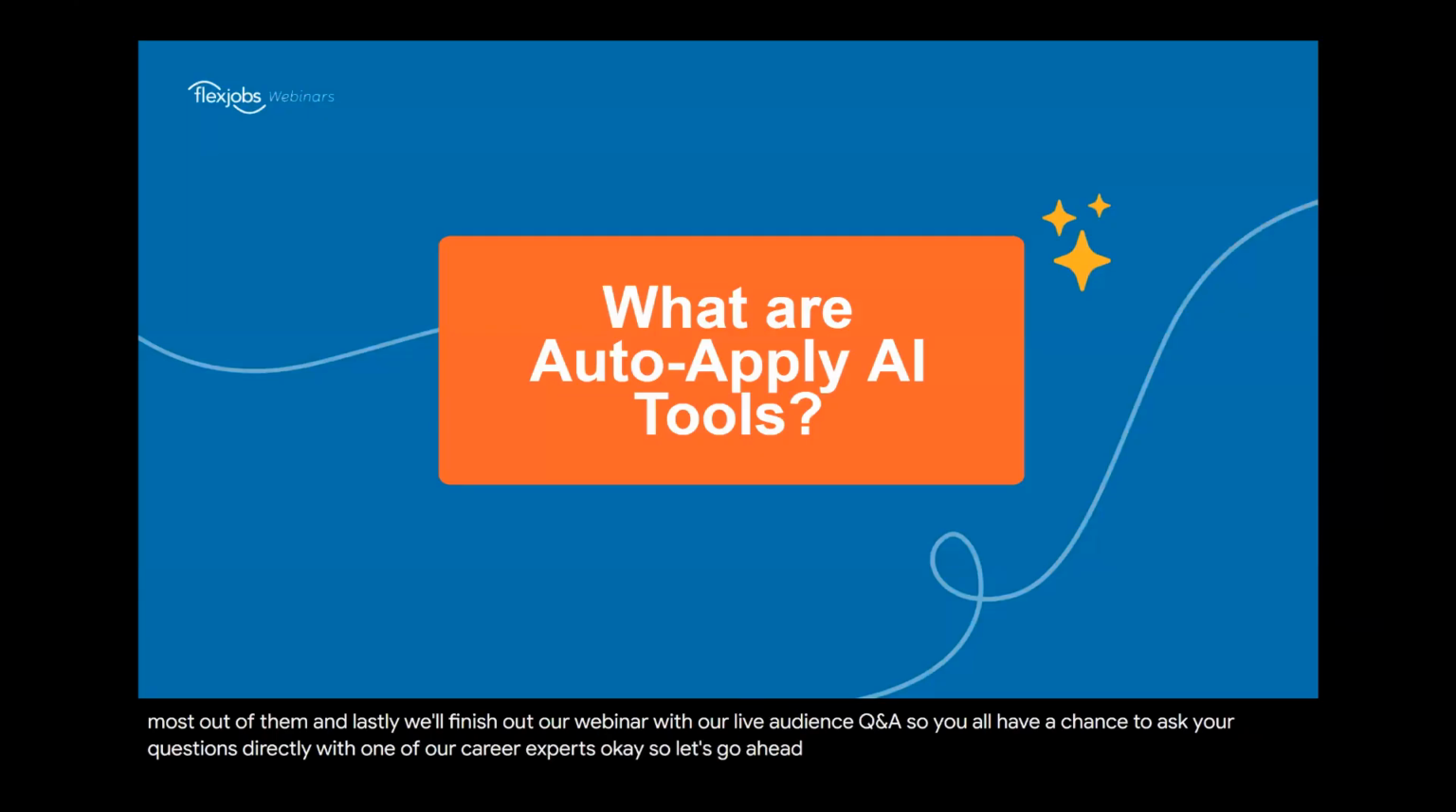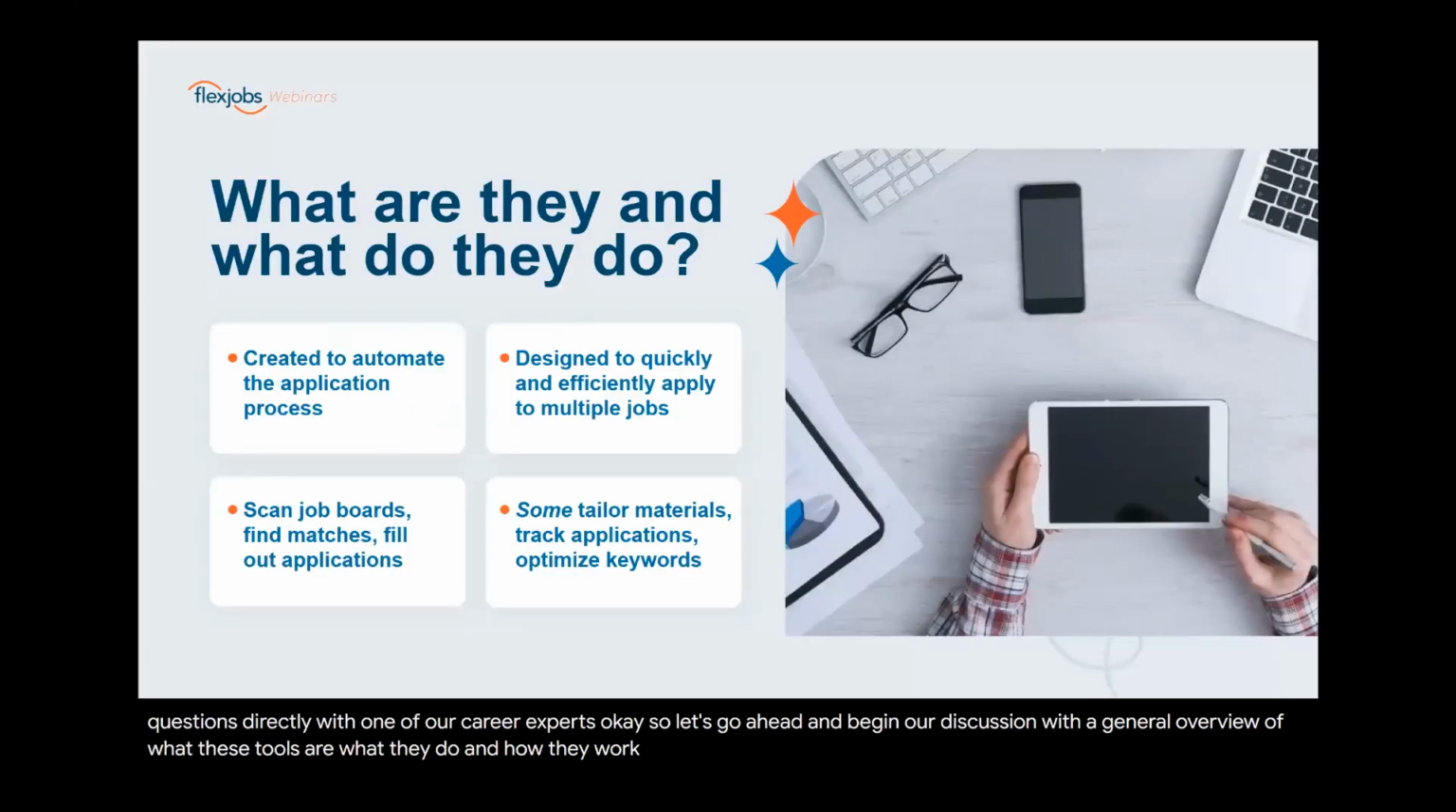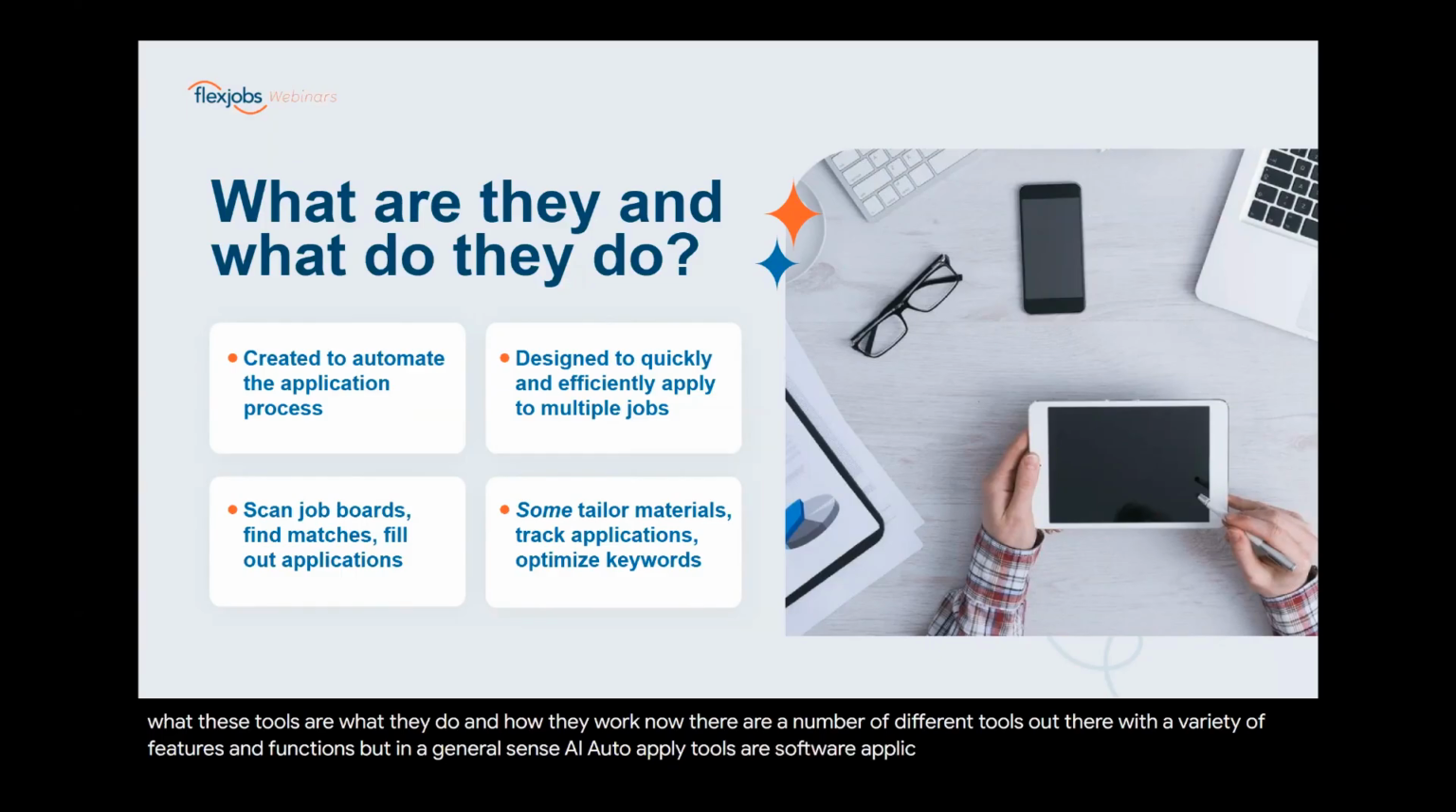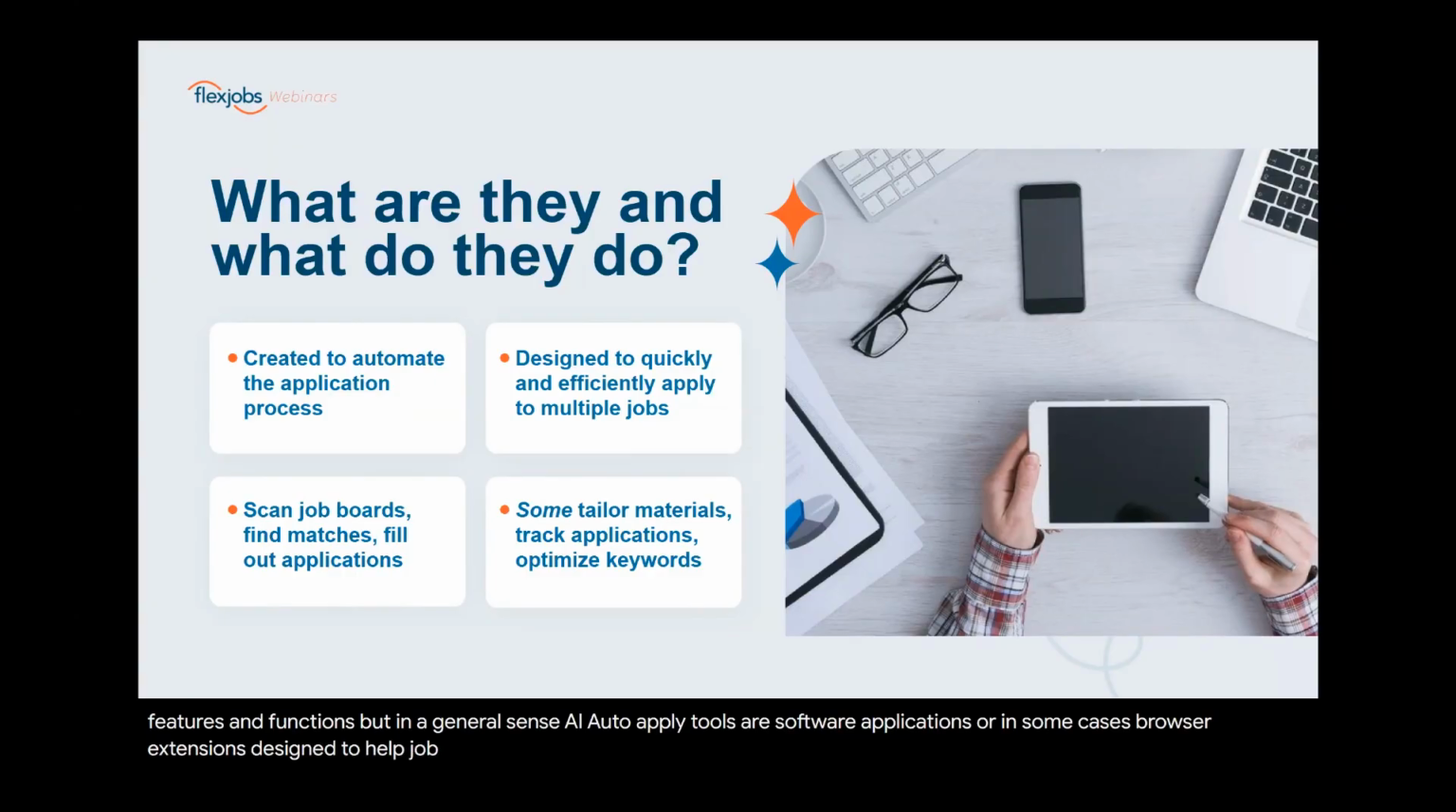Okay, so let's go ahead and begin our discussion with a general overview of what these tools are, what they do, and how they work. Now, there are a number of different tools out there with a variety of features and functions. But in a general sense, AI auto apply tools are software applications, or in some cases, browser extensions designed to help job seekers quickly and efficiently apply to multiple job openings.